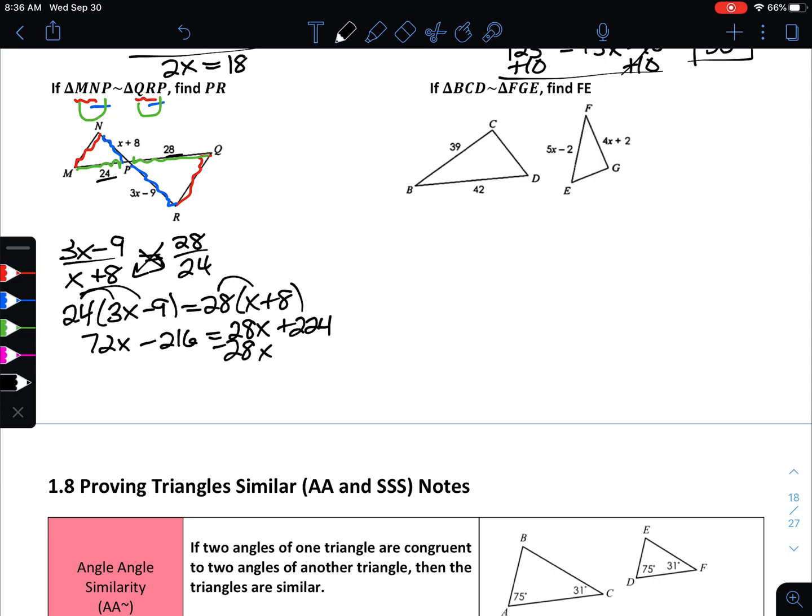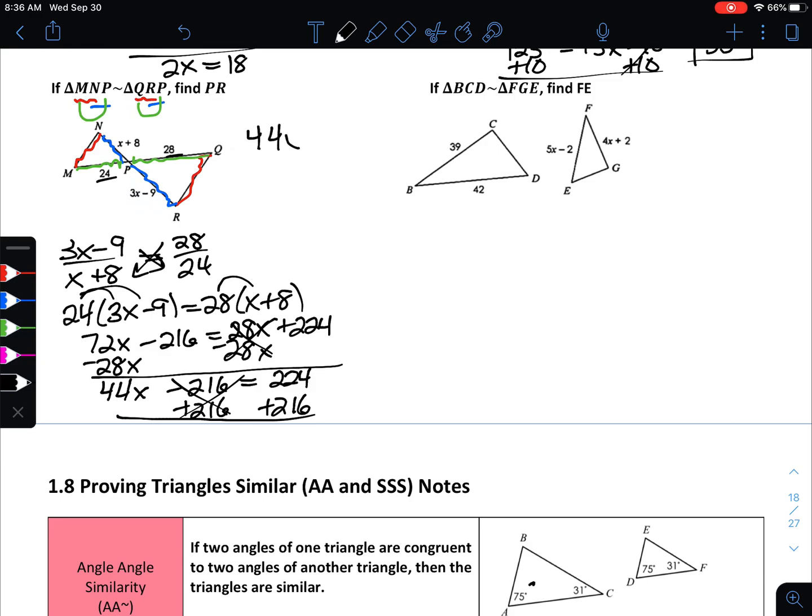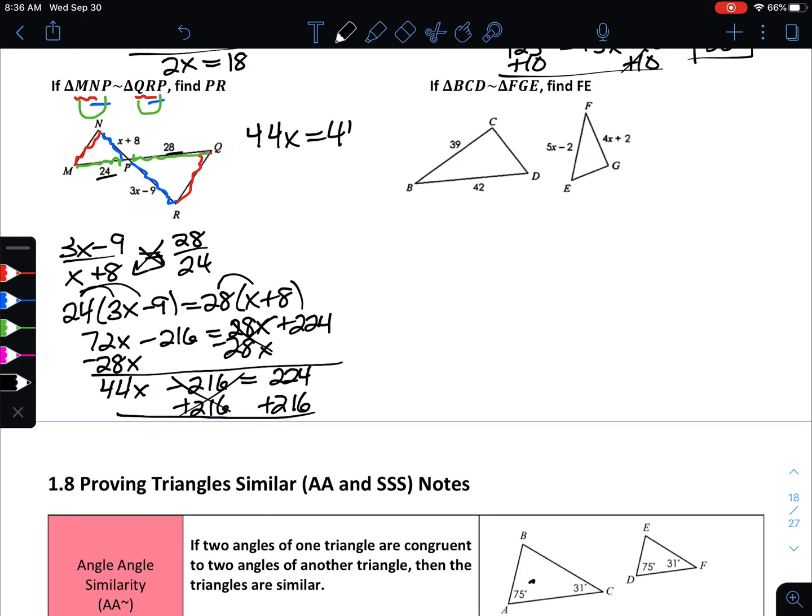All right, let's get all of our variables to one side. So I'm going to subtract 28x from each side. That's going to give me 44x on the left side minus 216 is equal to, on the right side, 224. All right, so let's add 216 over to the right side. We're just going to have the 44x is equal to 224 plus 216 is going to be 440. So now to get x by itself, take each side, divide by 44. And we're going to come up with x being equal to 10.